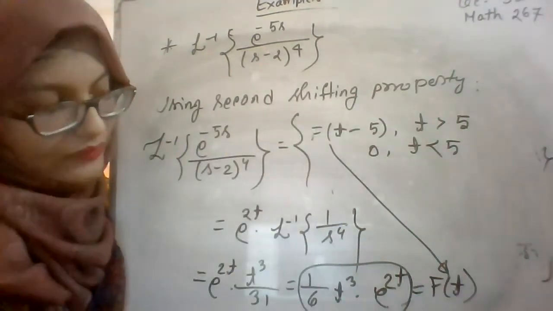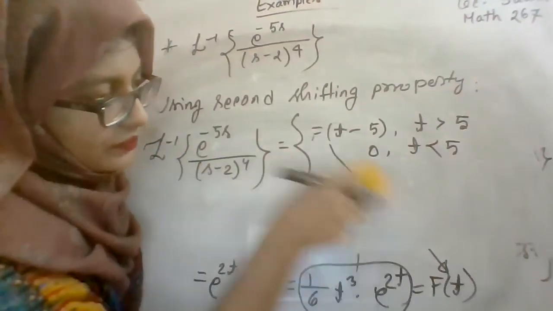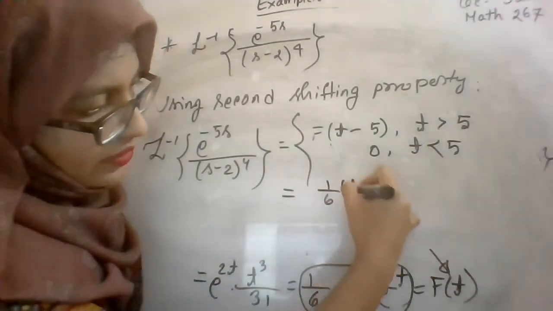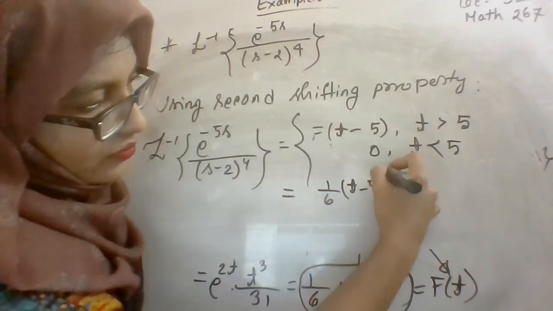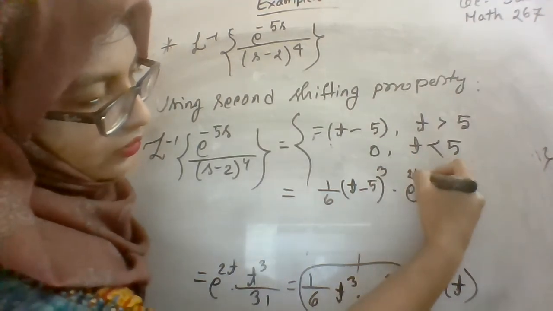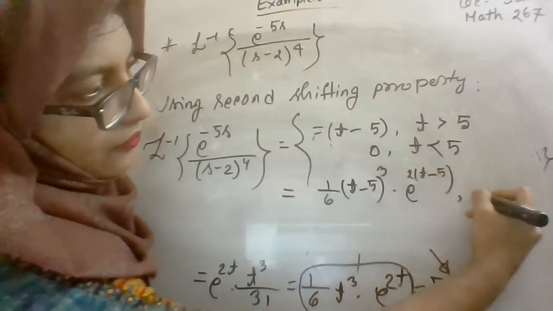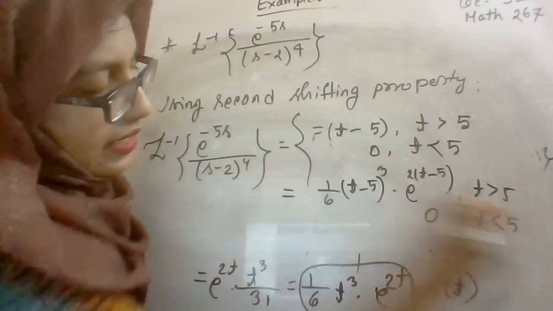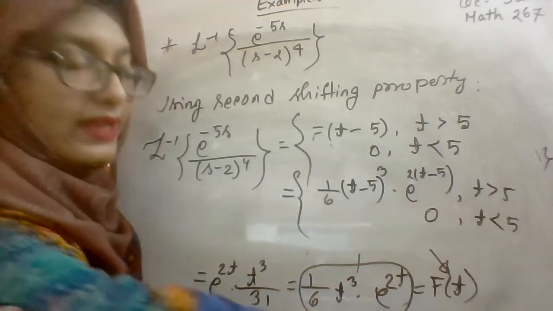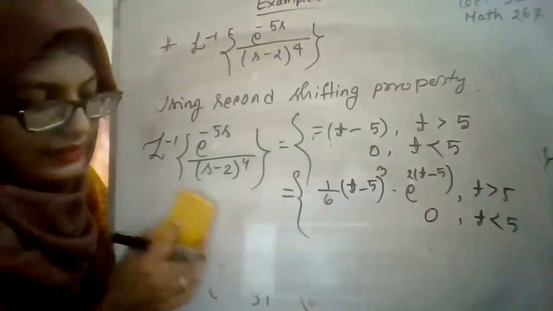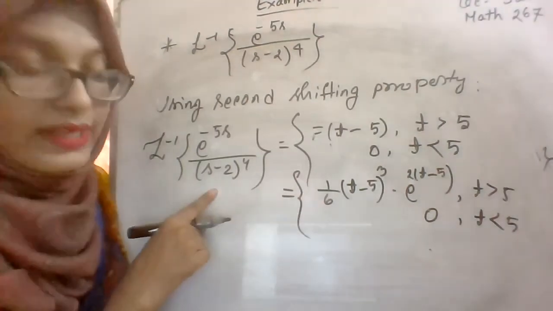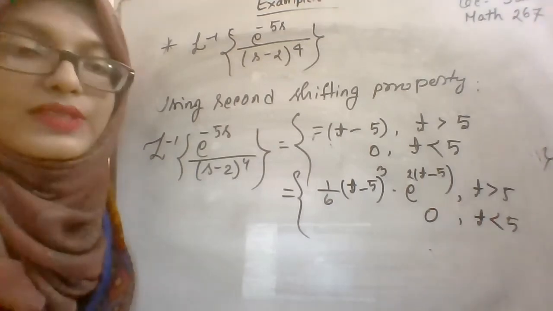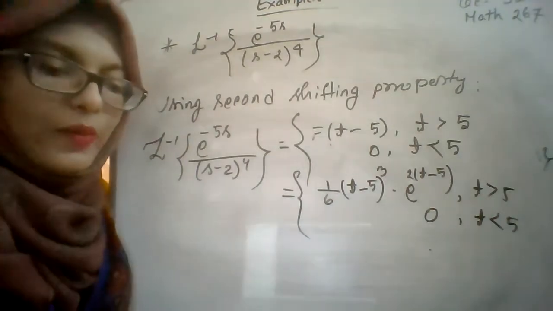So what will be the result for f of t minus 5? Here it will be 1 by 6, t will be replaced by t minus 5, to the power 3, e to the power 2 into t minus 5, for t greater than 5 and 0 for t less than 5. So that's the solution of our given expression or function. This is the inverse Laplace transformation of our given expression, e to the power minus 5s by s minus 2 to the power 4, by using the second translation or shifting property.